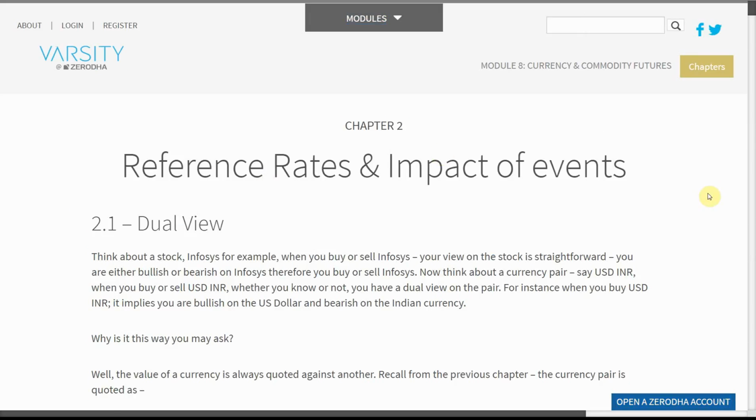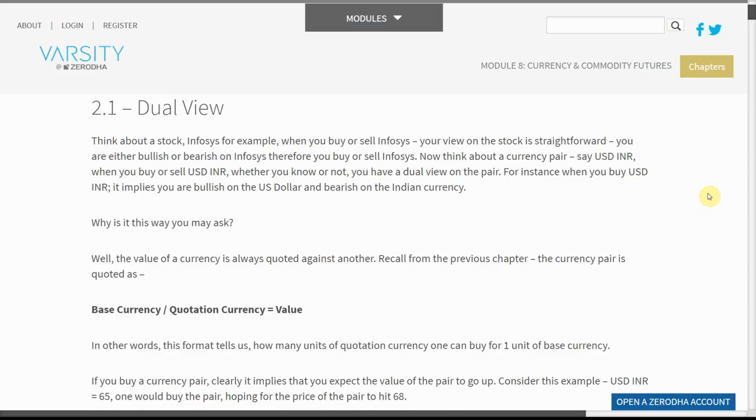Chapter 2. Reference rates and impact of events. 2.1 Dual view. Think about a stock, Infosys, for example. When you buy or sell Infosys, your view on the stock is straightforward. You are either bullish or bearish on Infosys, therefore you buy or sell Infosys.